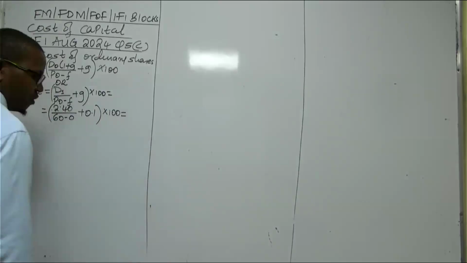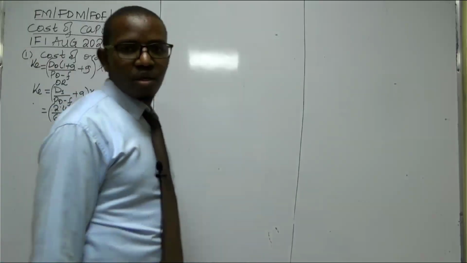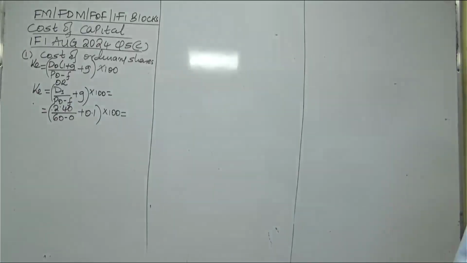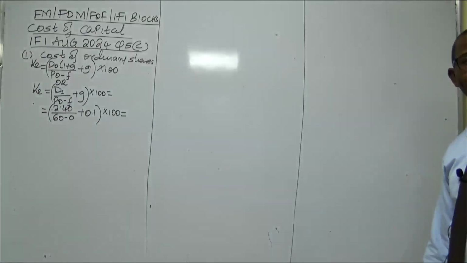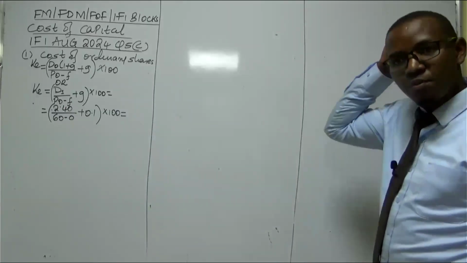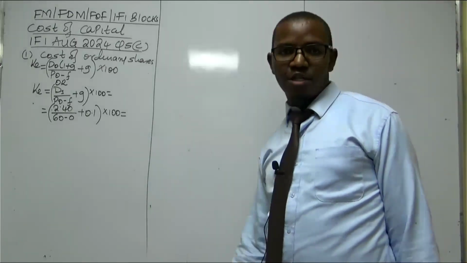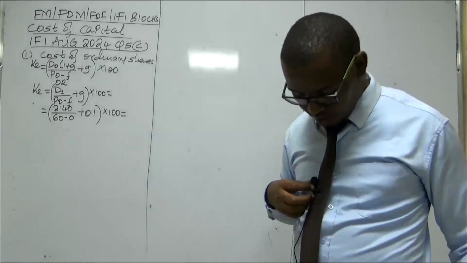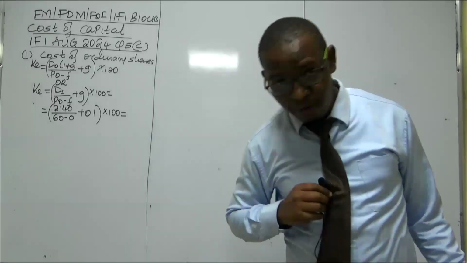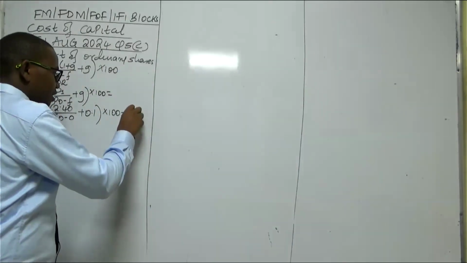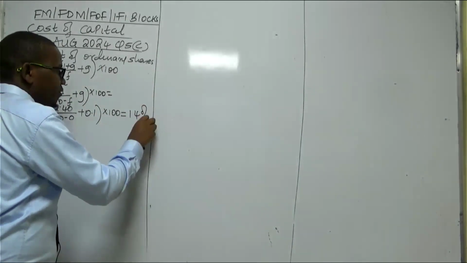How much does this give you? 2.4 over 60, you add 0.1, times 100. It gives you 14%. So that is 14%.